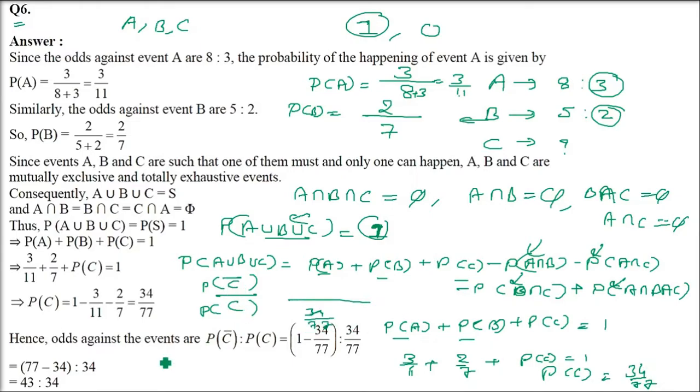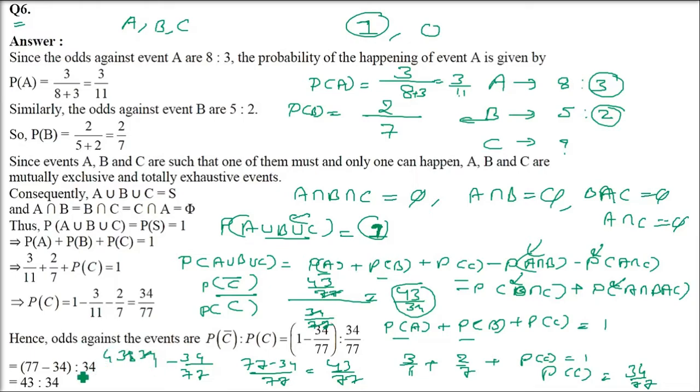So PC is 34 by 77, and what is PC not? 1 minus 34 by 77. This gives 77 minus 34 divided by 77, which is 43 by 77. Put it here: 43 by 77 divided by 34 by 77. You can cancel out the 77, so it will be 43 by 34. This 43 by 34 is written as 43 is to 34. This is the way you are going to write it.